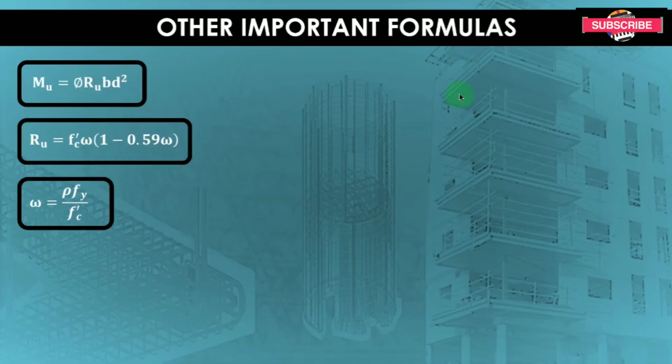So another important formulas are, when we are going to calculate this Mu, this is referring now to the required moment. Required moment equal to phi times R subscript u times b d squared. And this R sub u is equal now to Fc prime omega times 1 minus 0.59 omega, and this omega naman is equal now to rho times Fy over this Fc prime. Okay?